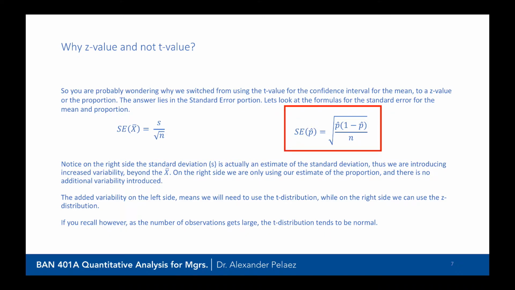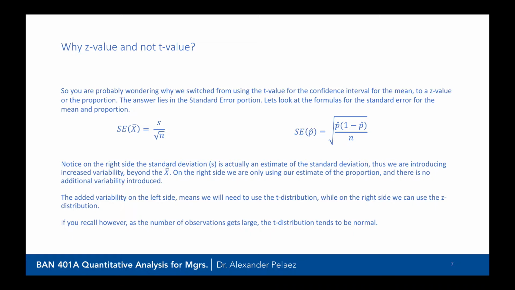On the left side, we have the variability of the mean, estimating the population mean, but we also have the estimate of the standard deviation, estimating the population standard deviation. We don't have that on this side. We really only have our one estimate, which is the p hat. So because of that, we don't need to use the t distribution. We're going to be going back to the z distribution.